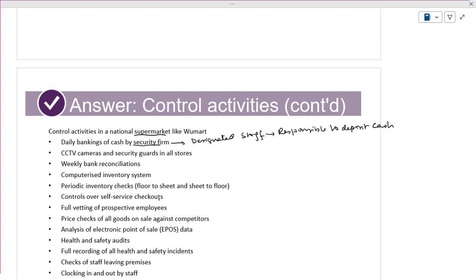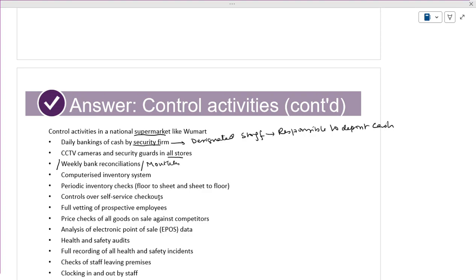You have CCTV cameras and security guards in all stores. These are the things which you have to think about in internal control. You have to do weekly reconciliation. We cannot do reconciliation on a daily basis. Either you do it on a weekly basis or, most of the time, on a monthly basis.